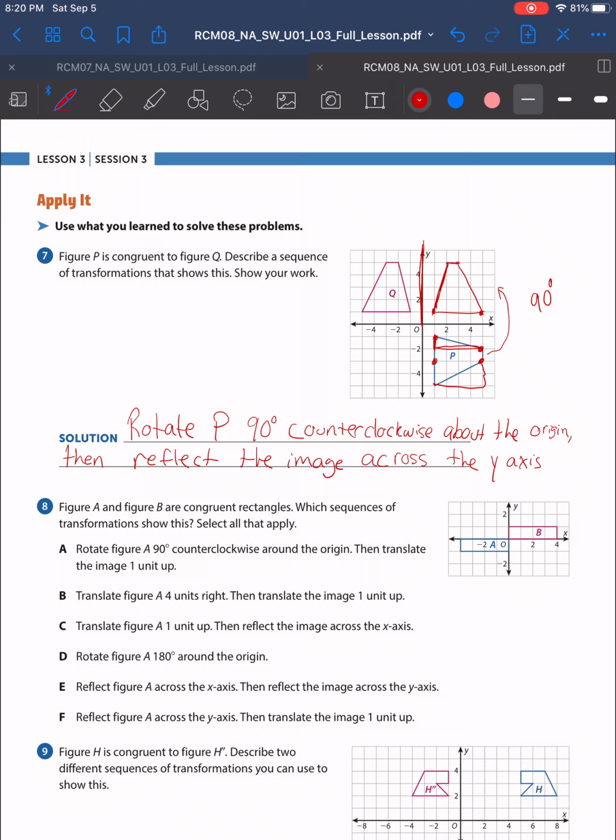Zach, how do you spell across? Is it A-C-R-O-S-S or A-C-C-R-O-S? It's 2 S's. A-C-R-O-S-S. Okay, I'm glad I fixed it.